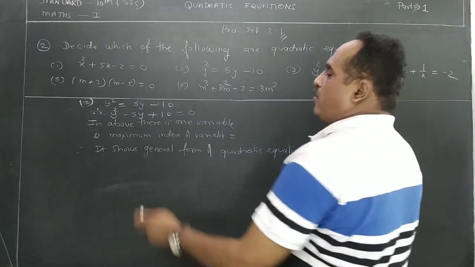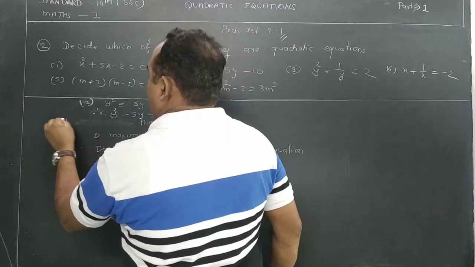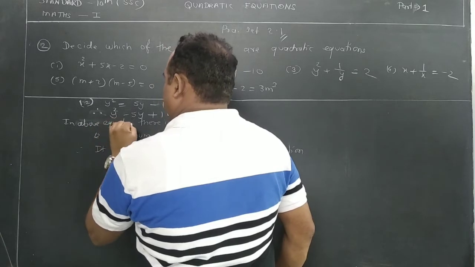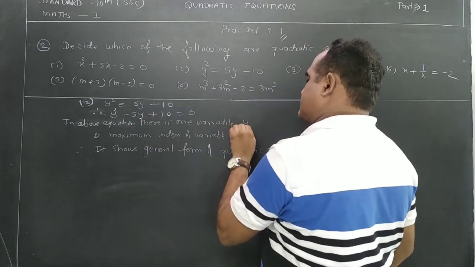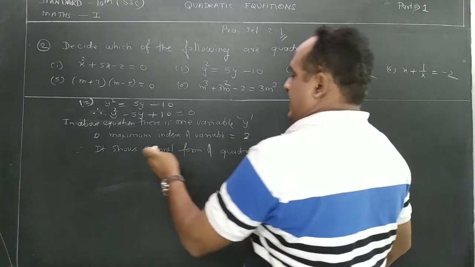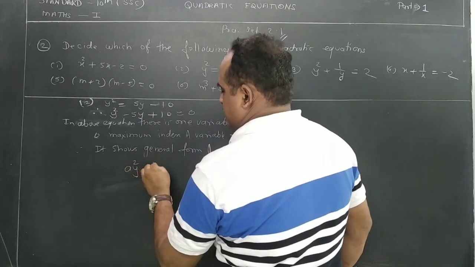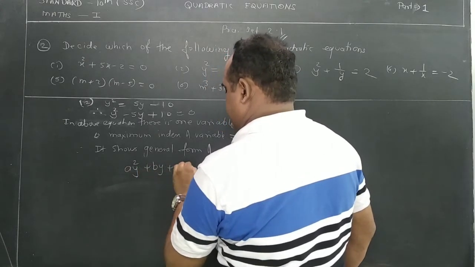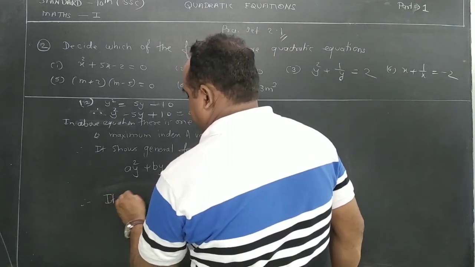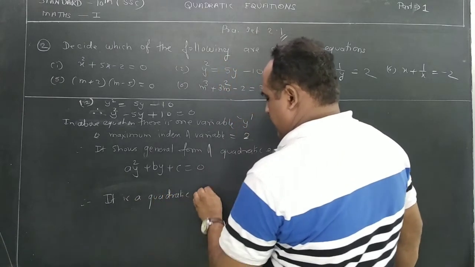In the above equation, there is one variable, that is y, and the maximum index is 2. It shows the general form of a quadratic equation, ay square plus by plus c is equal to 0. Therefore, it is a quadratic equation.